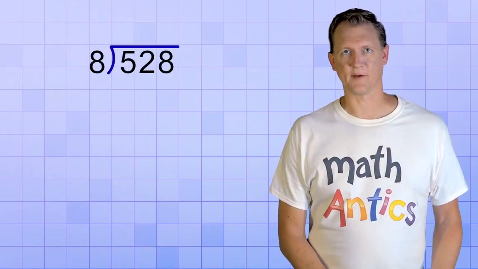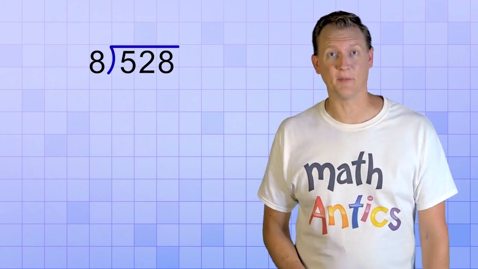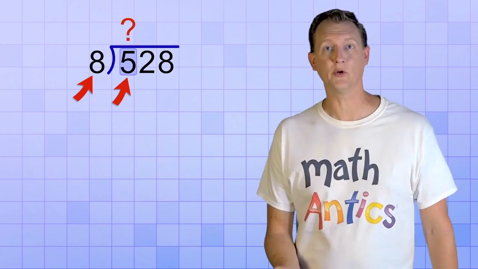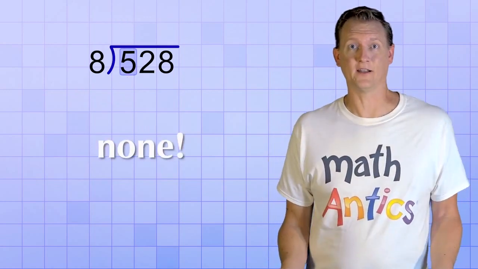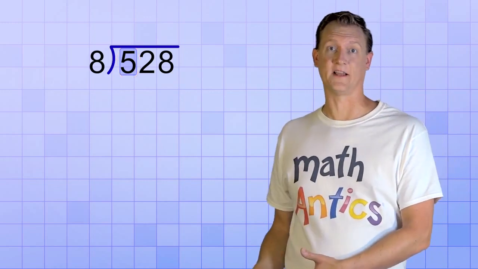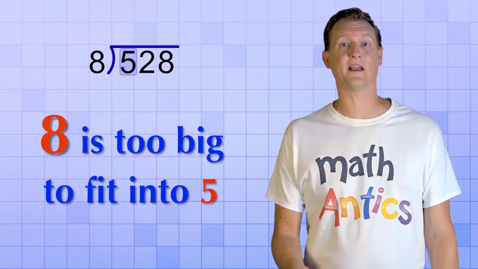Now let's solve the next example. And right at the start, you'll see we have a bit of a problem. When we ask how many 8's does it take to make 5 or almost 5, the answer is none. And that's because the first digit, taken by itself, is less than the divisor. 8 is too big to divide into 5.